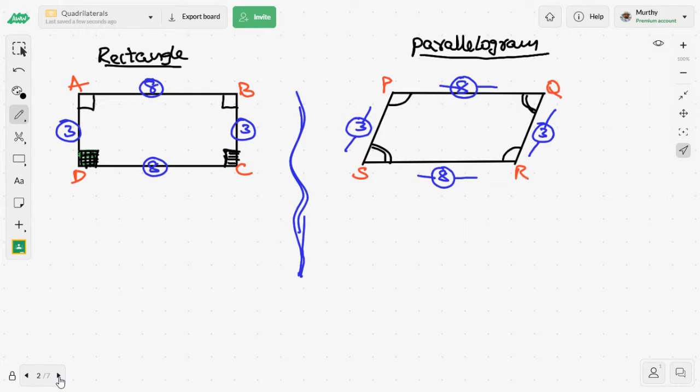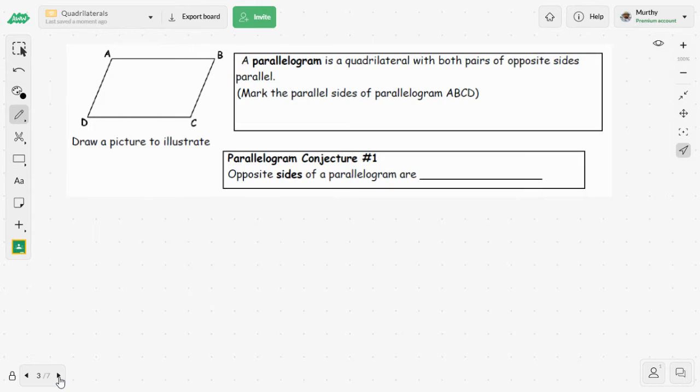So in today's class, let's talk about the properties of a parallelogram, because most of these points will be repeated for the rest, like a rectangle, square, rhombus, etc. So point number one is, a parallelogram is a quadrilateral with both pairs of opposite sides parallel. That means here AB is parallel to DC, and also AB equals DC. And the other pair, AD is parallel to BC.